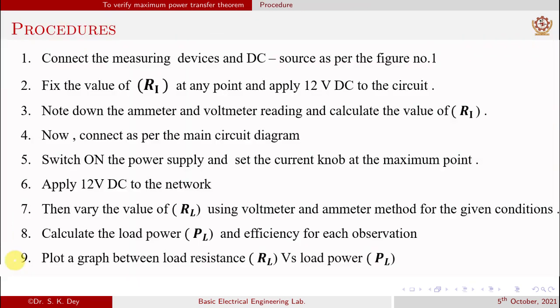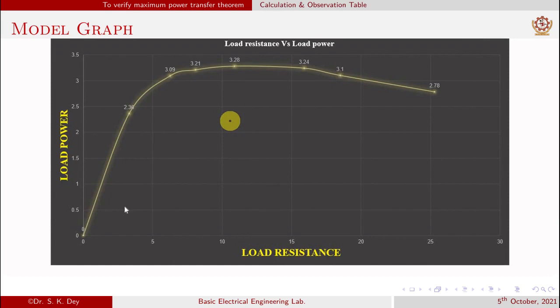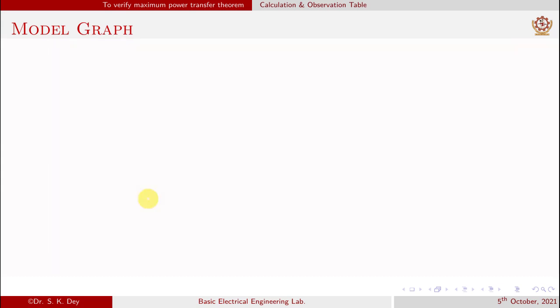Next, plot a graph between load resistance RL versus load power PL. Let us see the graph between load resistance versus load power. So in this graph we can see when we are increasing the load resistance, then load power also starts to increase. At a particular moment when load resistance is equal to the internal resistance of the source, then maximum power is delivered, and after that load power starts to decrease.